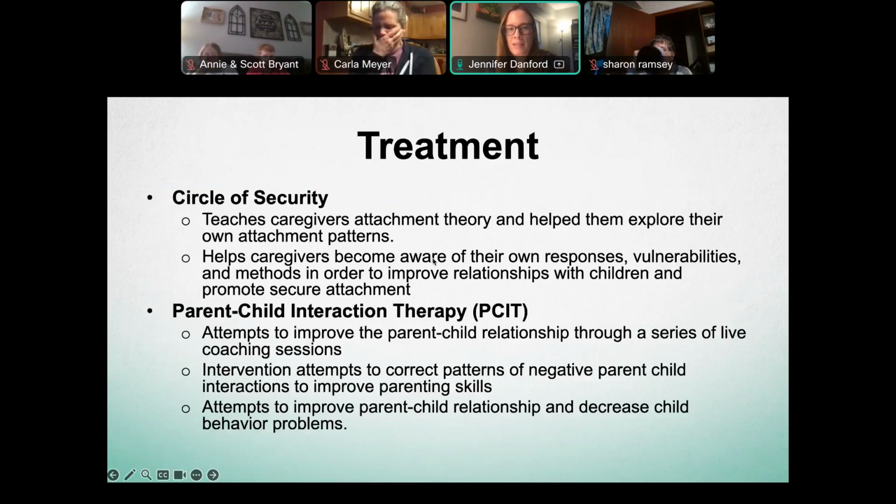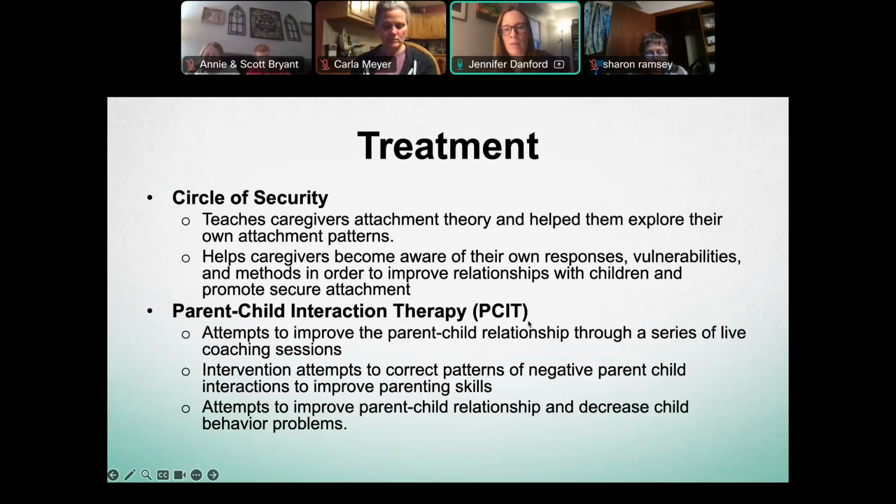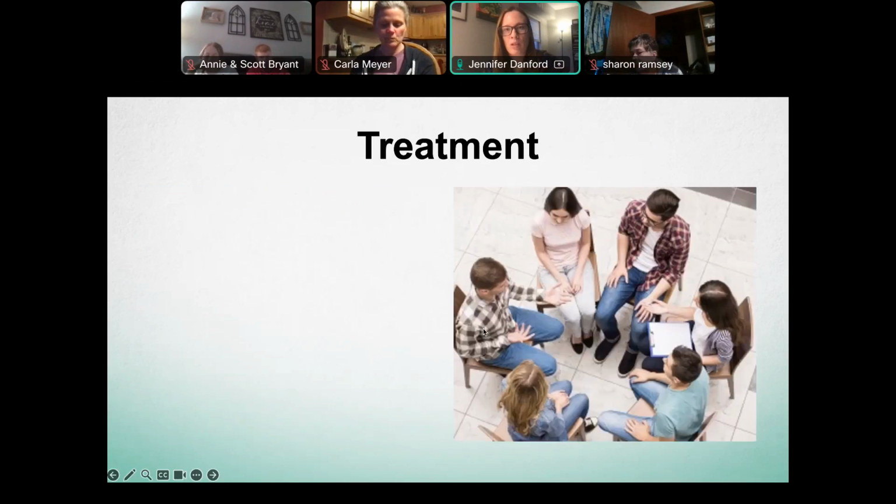And then PCIT, which is Parent-Child Interaction Therapy. This is a really good one. Some of the bigger places have this. I know Kansas City does, maybe Wichita. But it's essentially real-time therapy where a therapist would work with you to interact and deal with the issues that are happening at that time. So that might be a good one to look into as well.